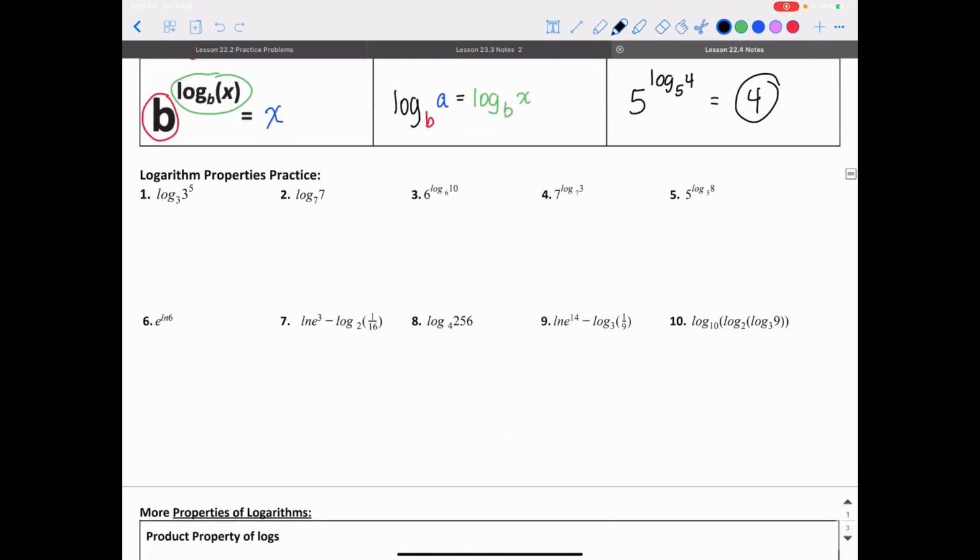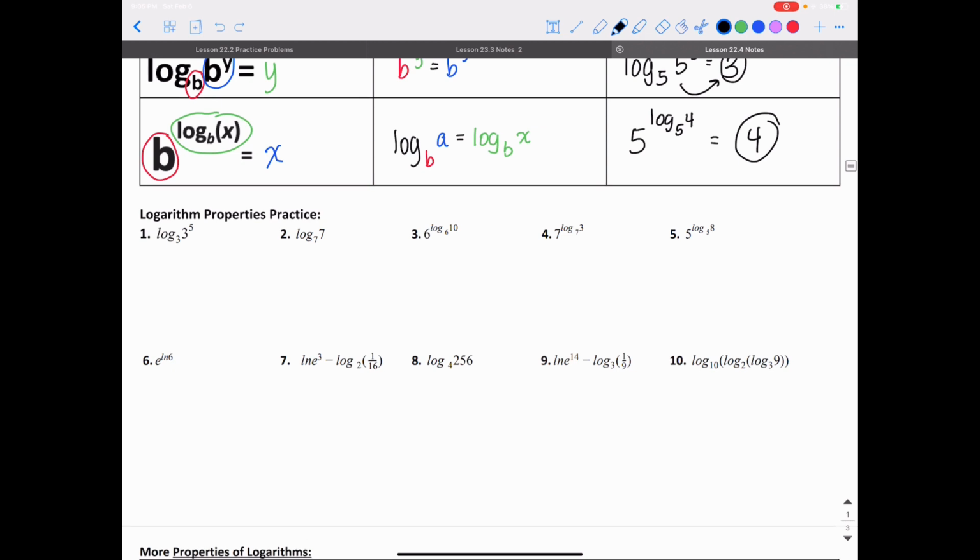All right, let's do some examples. Logarithm property practice at the bottom. I have log base 3 of 3 to the 5th power. That's going to spit out 5. If I have log base 7 of 7, it's going to spit out 7. Oh, I'm so sorry. No, it's not. 7 to what power gives me 7? That's the first power, so it's 1.